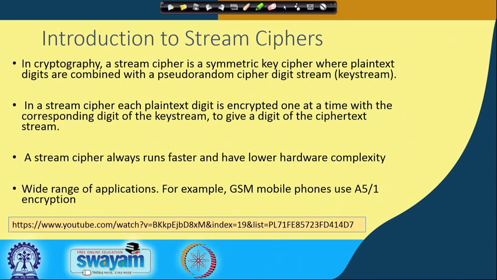Typically, when we say that they are processed in digits, what we mean is they can be processed bitwise, or they can be processed in bytes or in words as well. Often the reason is that we want to increase the throughput that we get out of the stream cipher. A stream cipher typically is a very fast primitive and it also has a lower hardware complexity compared to, say, block ciphers, and therefore it finds a wide range of applications. For example, GSM mobile phones use A5/1 encryption, and therefore it is a very popular primitive.